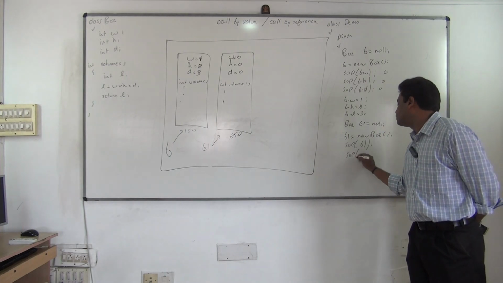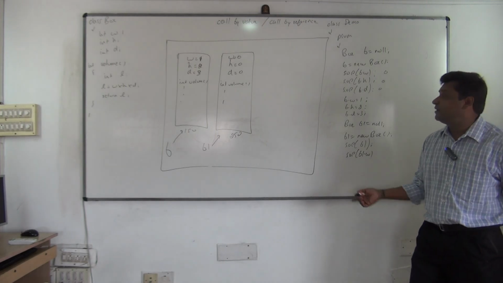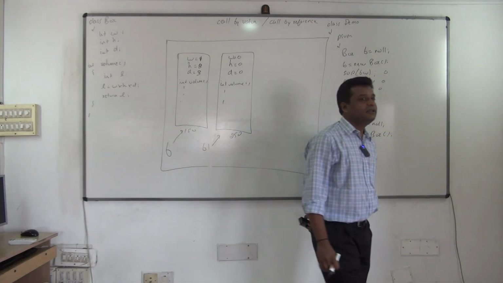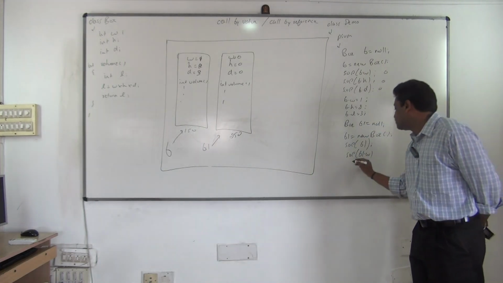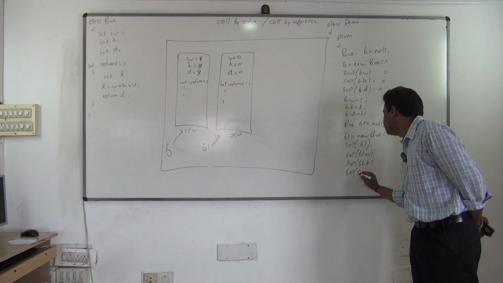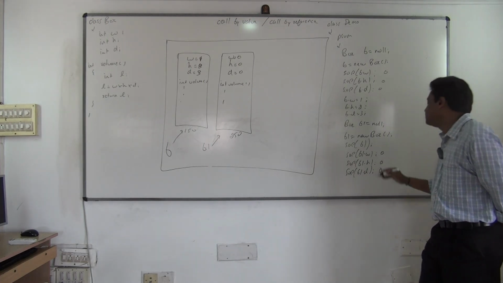And if you want, you can print SOP B1.W, what would be the answer? 0. Means in this address it is 0, but in this address it is 1. Notice that. So it is 1, 0, 0, again 0. It will print 0, 0, 0.